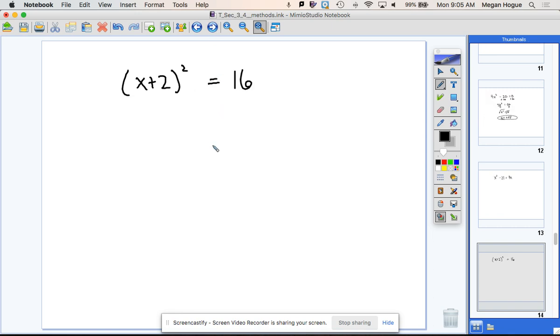Let's go to this one. X plus the square root of 2. No, I'm saying that all wrong. X plus 2 squared equals 16.